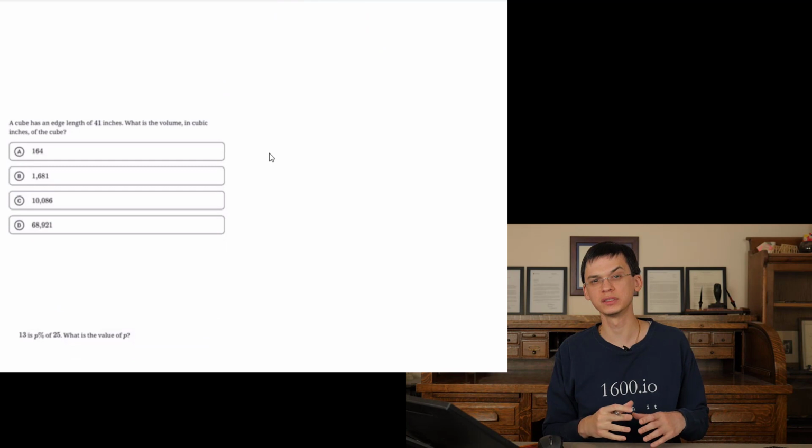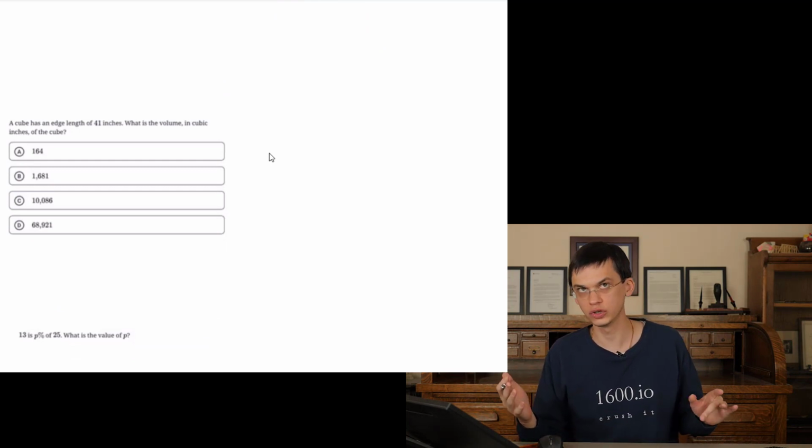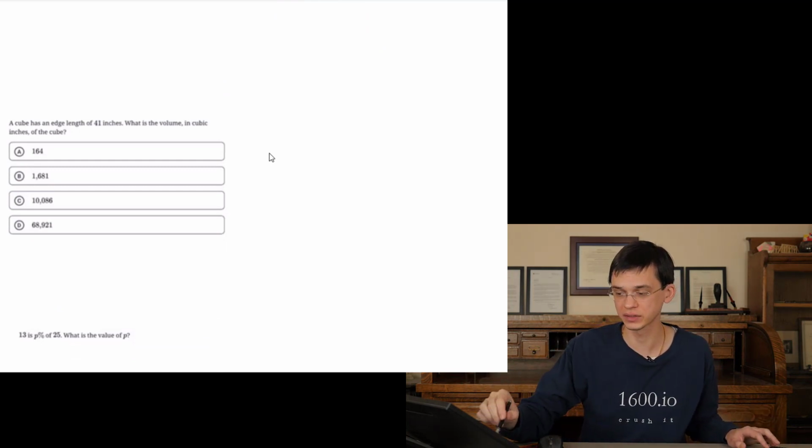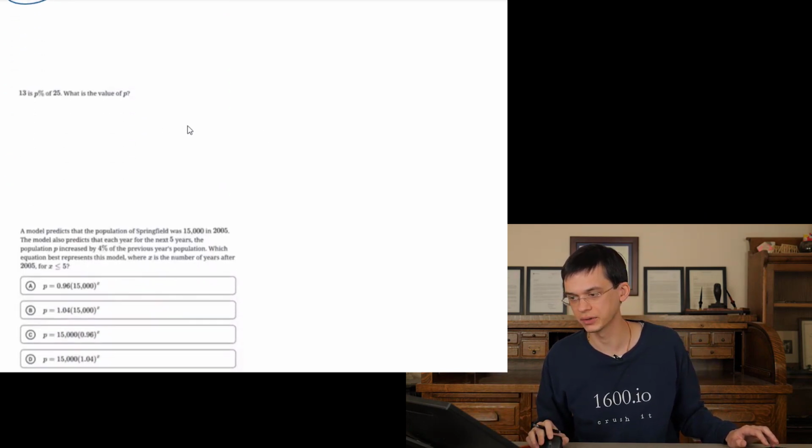A cube has a side length of 40 inches. What's the volume? Volume of a cube is side length cubed. So 40 cubed is 40 times 40 times 40, which is 64,000. That's closest to that. Obviously, if you did that on the calculator, you'd get it perfect.